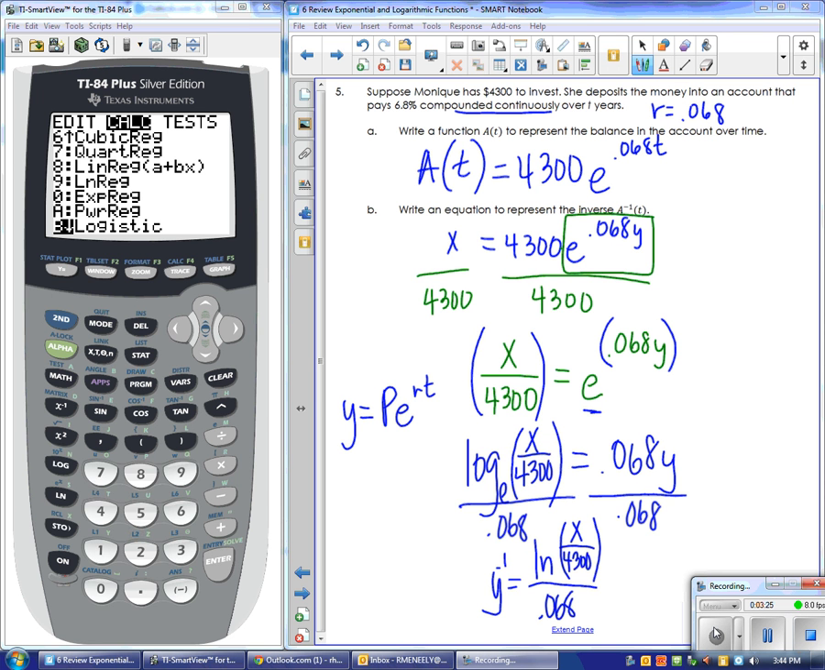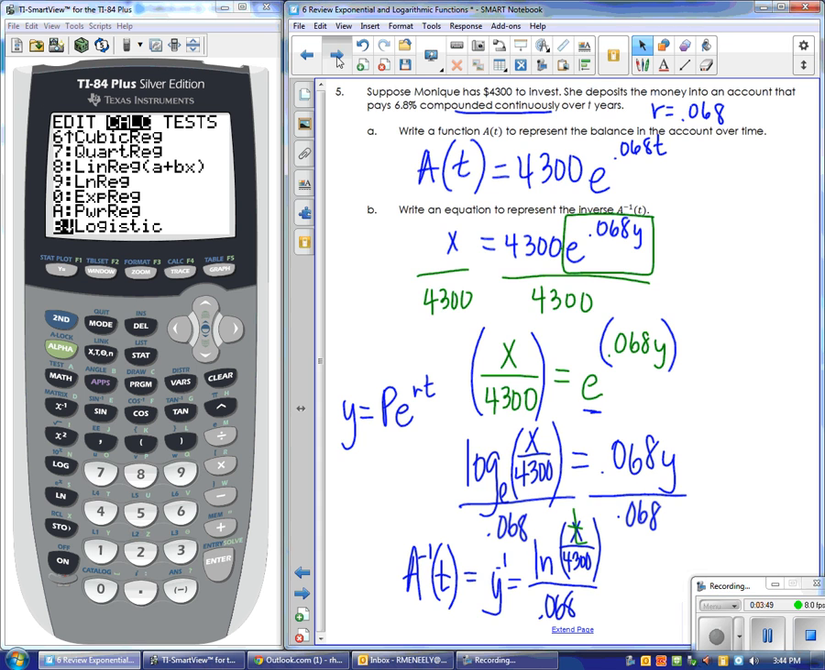Now, this function, we didn't call it y to start with, we called it A of t. So you can put an inverse notation there, but we really want to refer to this function as A inverse of t. And since I started off using t, I really should be using my t variable in the equation. And that way I'm back to the original variables in the function, A and t.